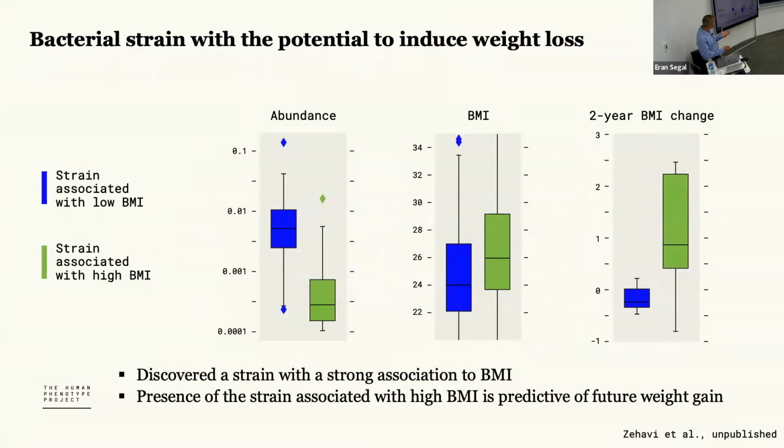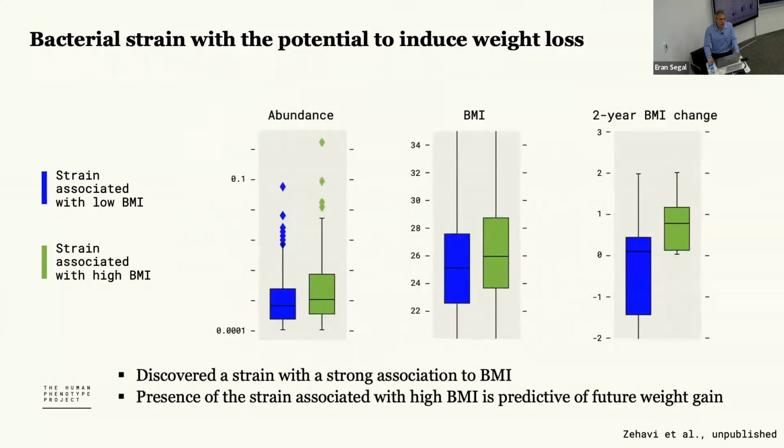And we can see that there's almost a 2-point difference in BMI between individuals harboring the blue strain versus the green strain. And not only that, but when we look at what happens to these people 2 years later, we see that people with the blue strain associated with lower weight don't gain weight, whereas individuals that had the green strain, which may give, we believe, the propensity for weight gain, they indeed gain another point of BMI after 2 years. So the idea is to isolate now this blue strain and give it to overweight participants and see if this strain, in combination with several other similar strains that we're finding, can also give a benefit for weight loss.